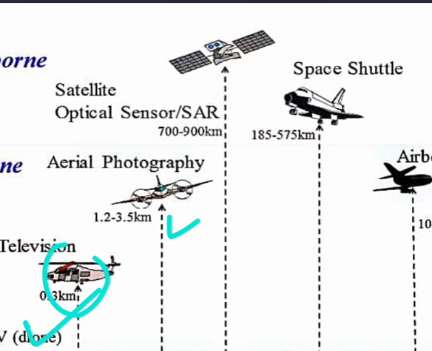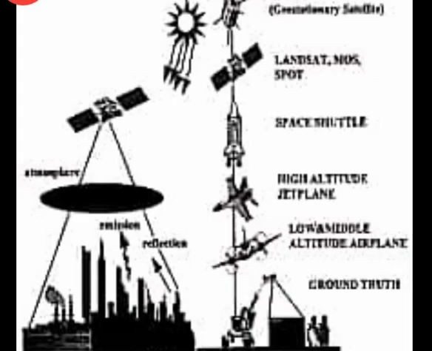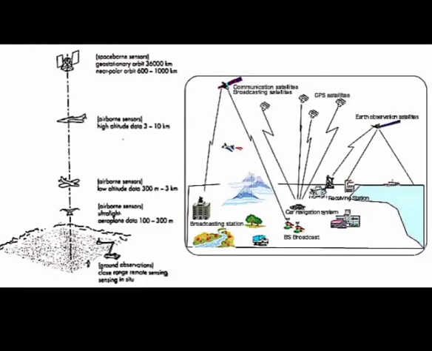Then you can have the space shuttle, from which you can take the image from a height of 185 to 575 kilometer. Then you'll be having airborne imagery here, and that also you can take the image from 10 to 30 kilometer height. So these are the different platforms with their respective heights. Here also I have shown you the different platforms for taking the photographs.